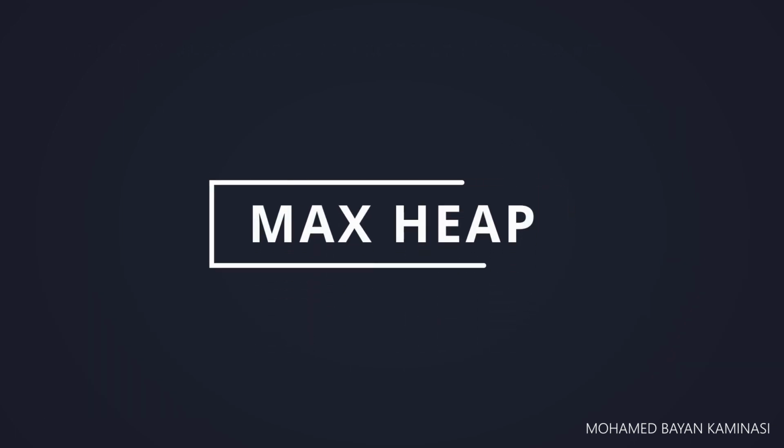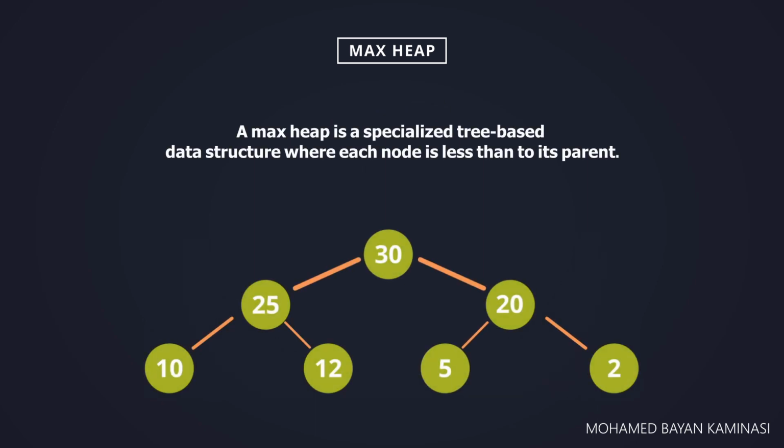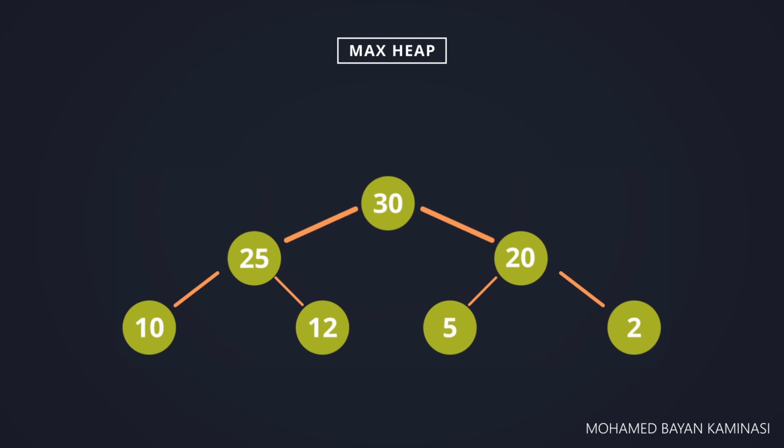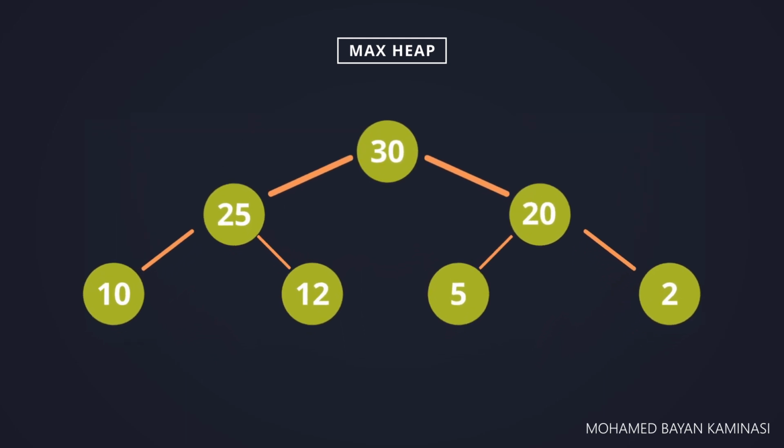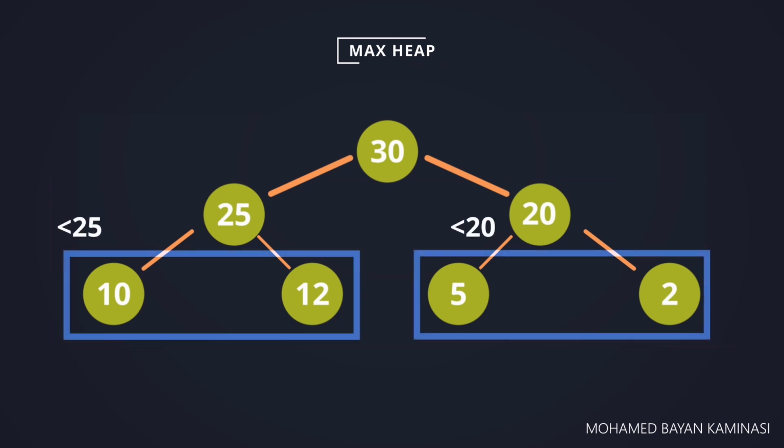Now, let's introduce the heap data structure. A max heap is a specialized tree-based data structure where each node is less than or equal to its parent. For example, consider the following max heap. In this max heap, every parent node is greater than or equal to its child nodes.